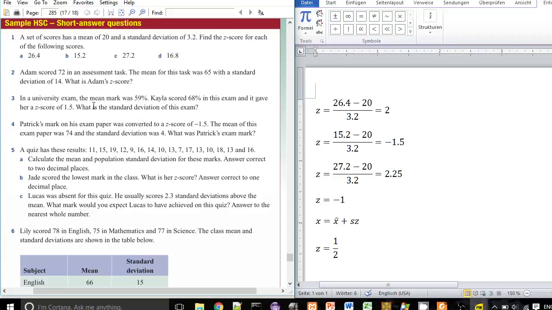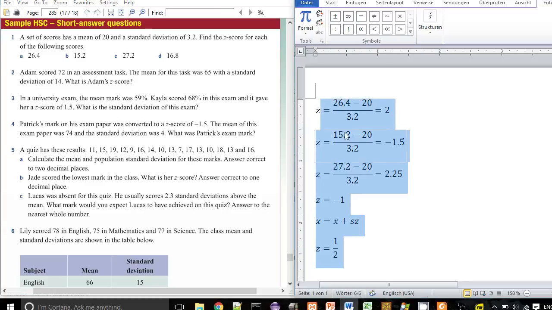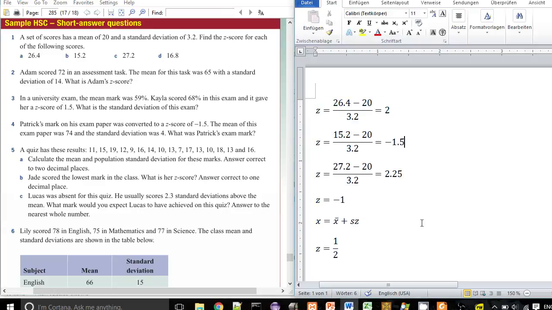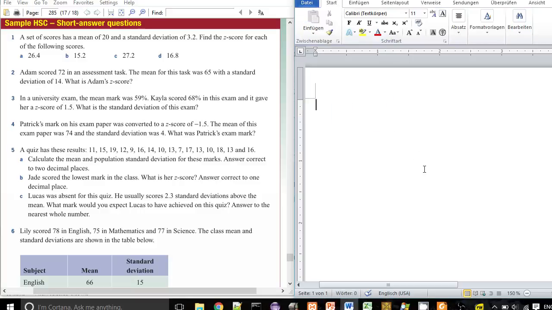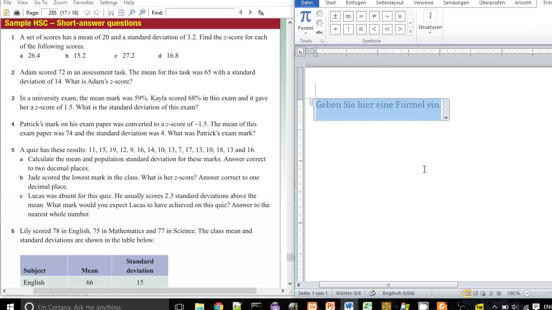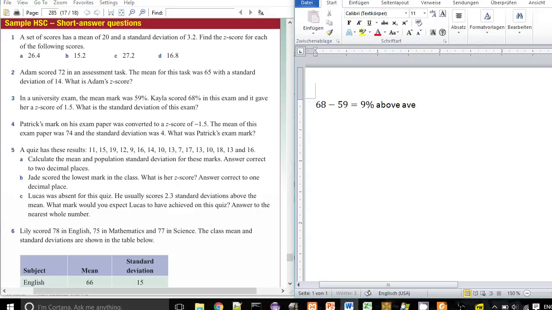In a university exam, the mean is 59, so she's above average. Oh, this one's a little bit trickier. I'm going to get rid of this. Well, first let's just write this down. 68 minus 59. So she's 9 above average. Her z-score is 1.5.